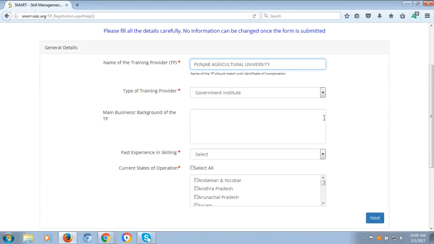Then you have the main business background of the training provider. You can say whether your institute is purely a training center organization, or, for example, this NITR has teaching work, research work, and also a training part. This is a multiple function institute. If I talk about my university, it is research, teaching, and training.